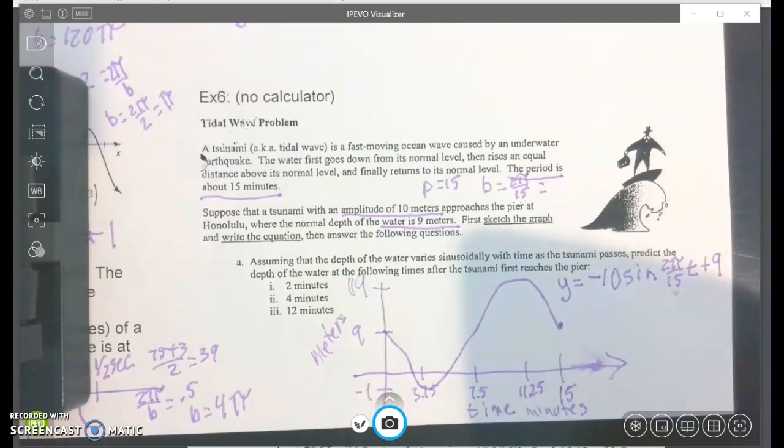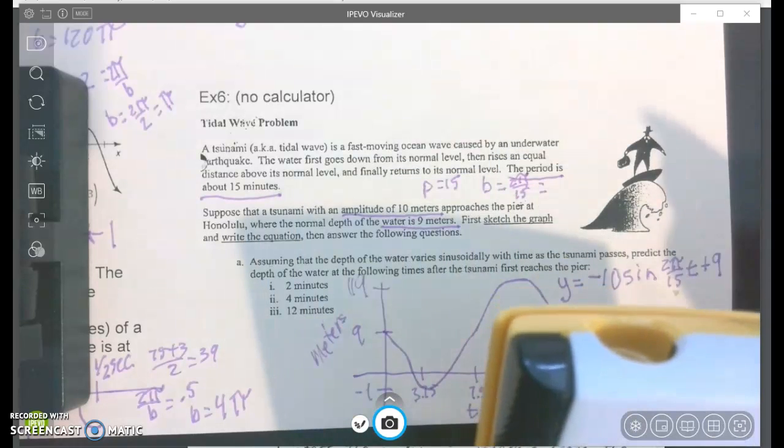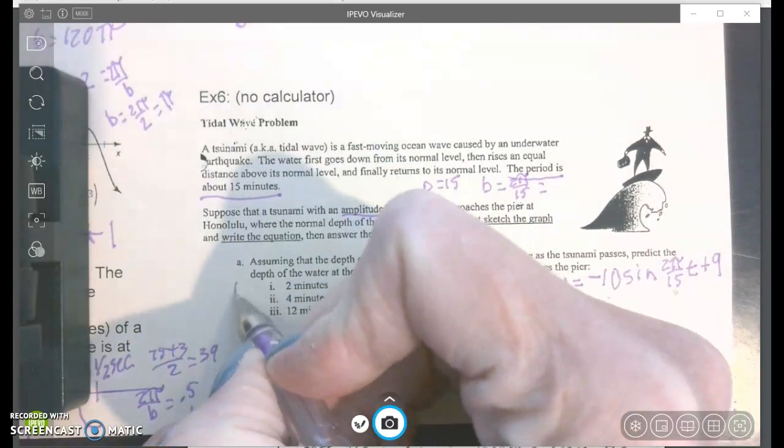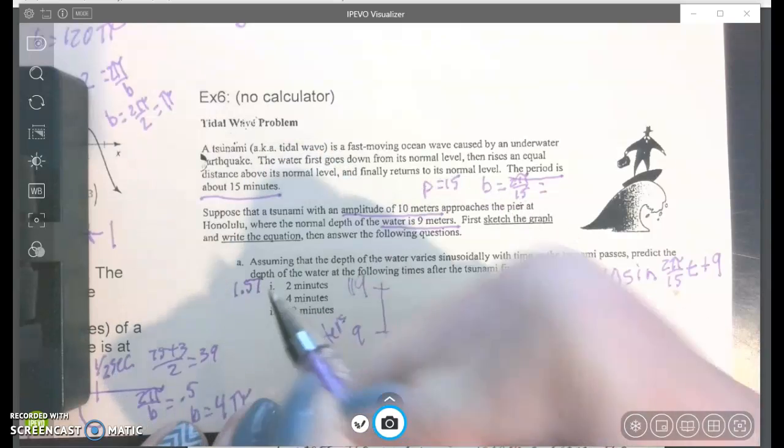So we have -10 sine of 2 pi divided by 15 times 2 plus 9. And we get 1.57. So 2 minutes is 1.57.